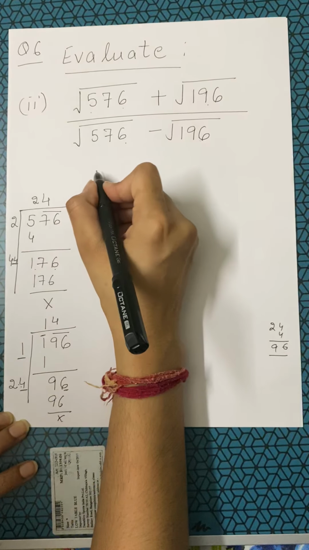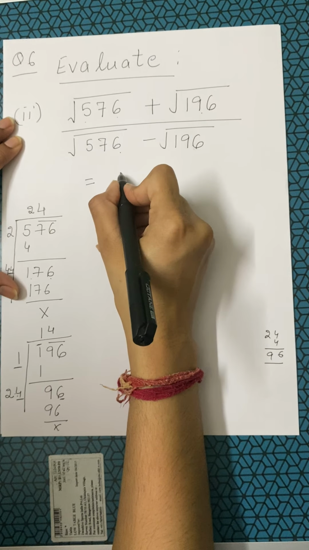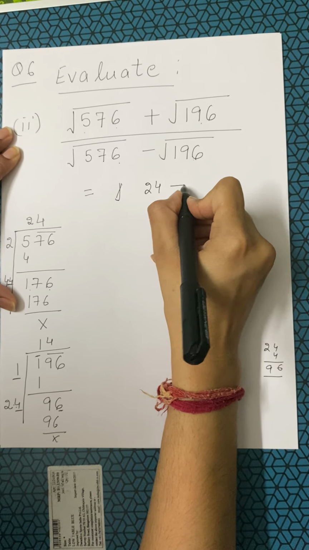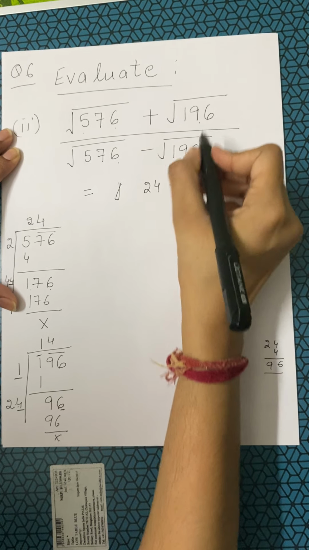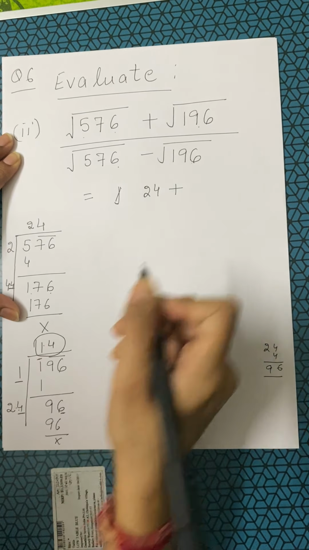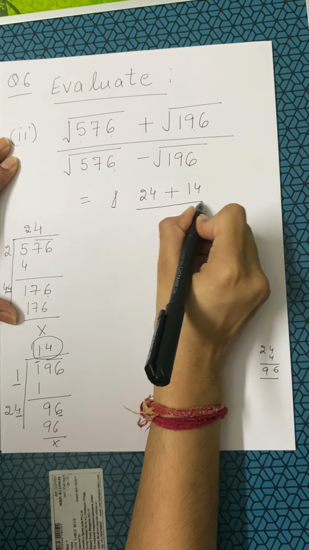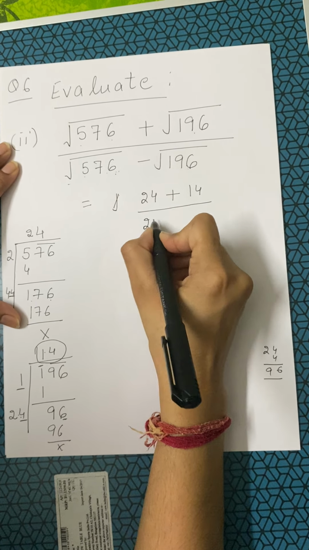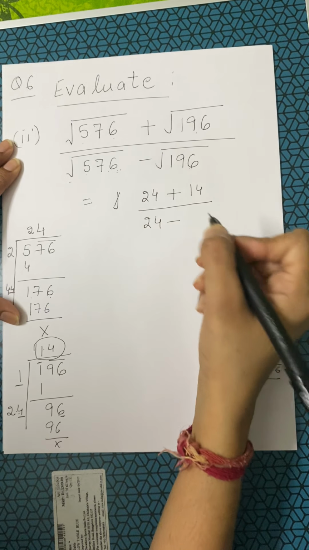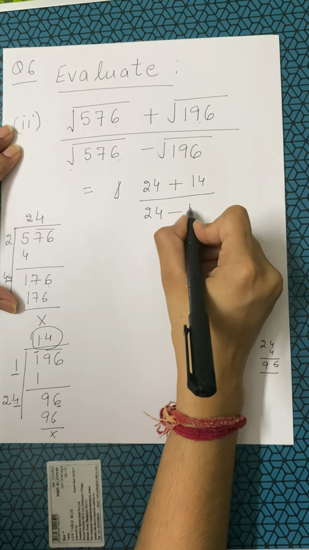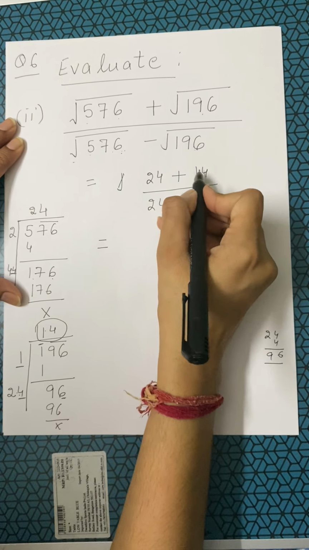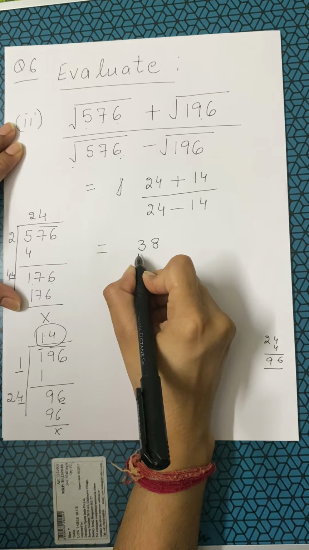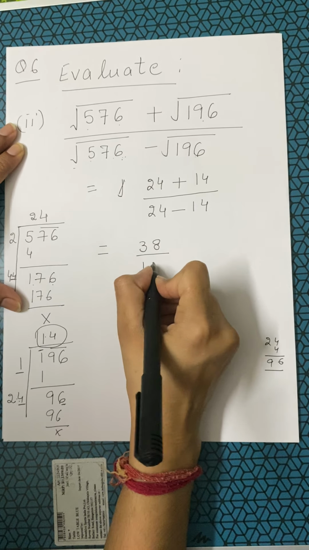96. That means when I start putting the values, when I try to solve this, this will come out to be 24. Here it will be plus square root of 196 is coming out to be 14. I will write 14 here. In the denominator, again square root of 576 is 24. Sign is negative. And square root of 196 is 14. I will be adding the digits first. This is coming out to be 38 and this is coming out to be 10.